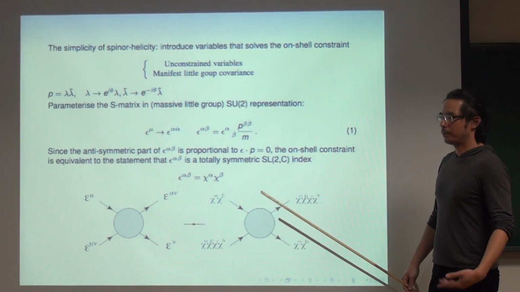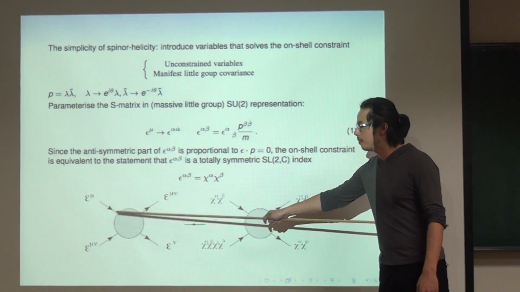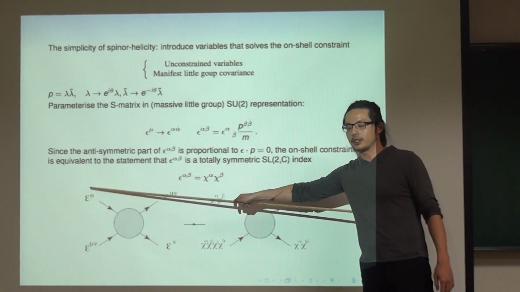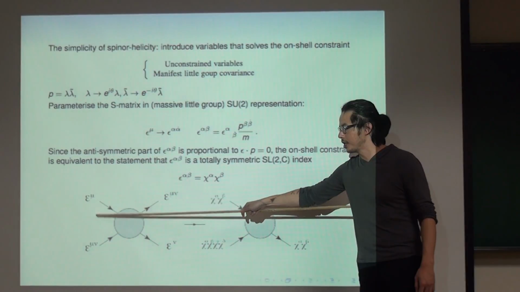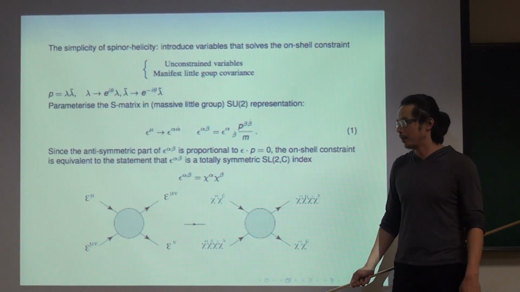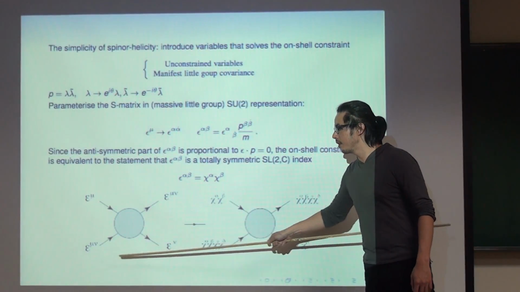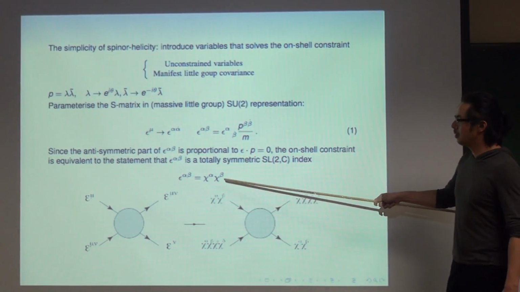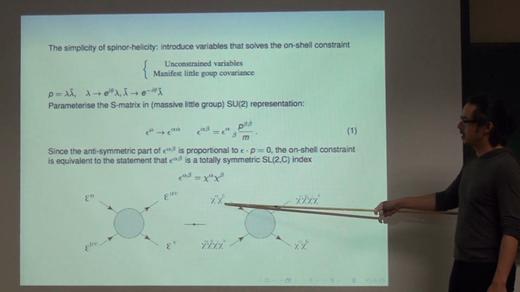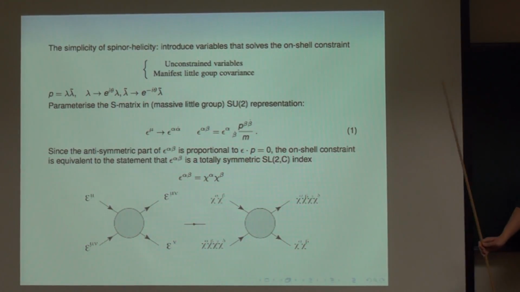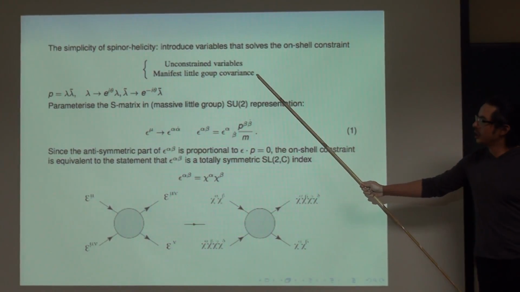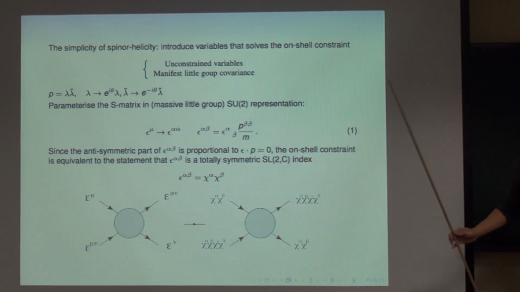So the proposal is, instead of always thinking about a scattering process as some wave function with some helicity, with some tensors, so these are higher spin particles, you can also think about Dirac spinors. Instead of thinking of it in this form, you think about a new S matrix, which is expanded in these chi variables. And once you do this, you automatically solve the on-shell constraint.